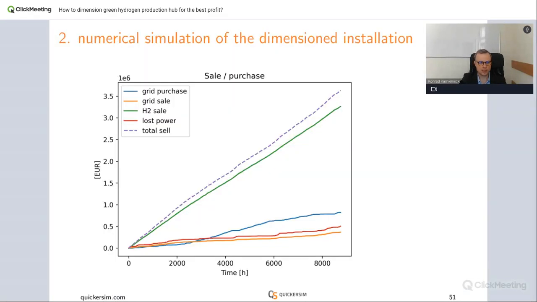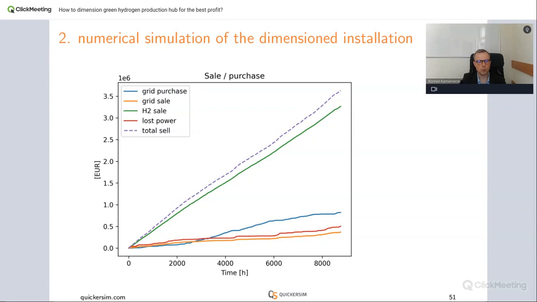What else can we see there? Here is an enlarged picture of what we sell or what we buy in our installation, and you can see the hydrogen sale is the green line. We also sold some power to the grid, so the total sale is this dashed violet line in here.